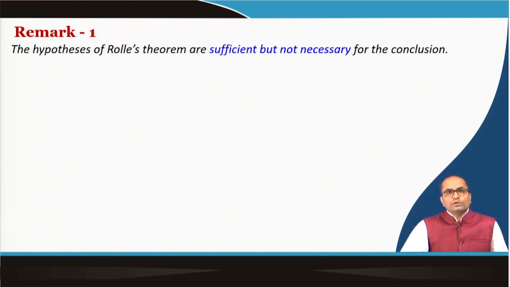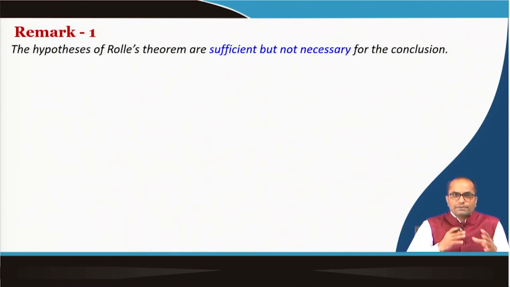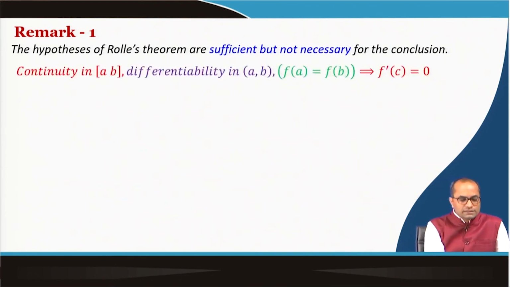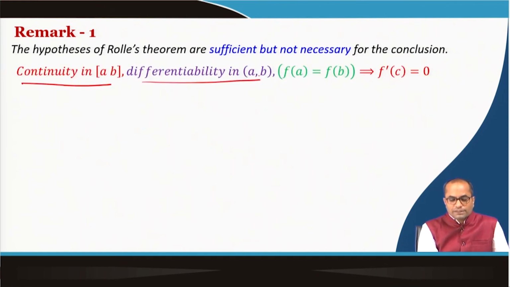Well, there are a few remarks where we need to be careful about the application of Rolle's theorem. The first is that the hypotheses of Rolle's theorem, all these conditions, continuity, differentiability and equal values, are sufficient, but not necessary for the conclusion. What does it mean? What are these conditions? These conditions are the continuity of f in the closed interval, differentiability in the open interval, and the third condition was f(a) equal to f(b).